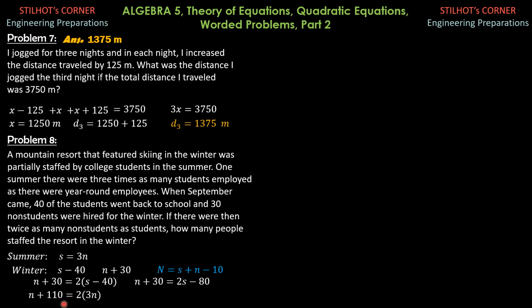So from here, 110 equals 6N minus N, so 5N, 110 equals 5N, so N is equal to 22. So 22 non-students. Then S is 3 times 22. So therefore it is 66. We can now compute the number of staff during winter, and it is 66 plus 22 minus 10. And that number is equal to 78. So there were 78 people. 78 people stopped during winter.